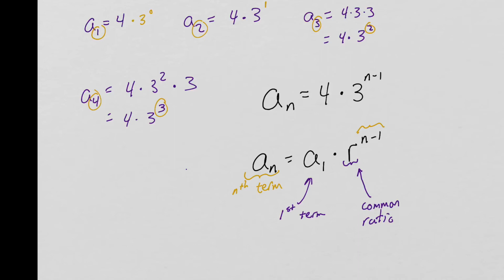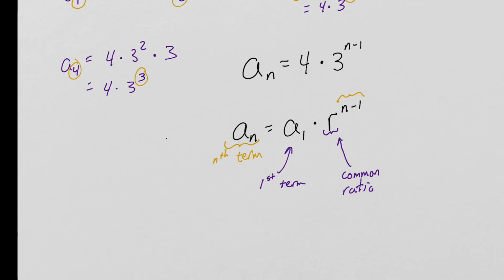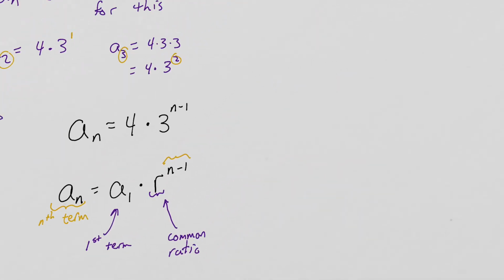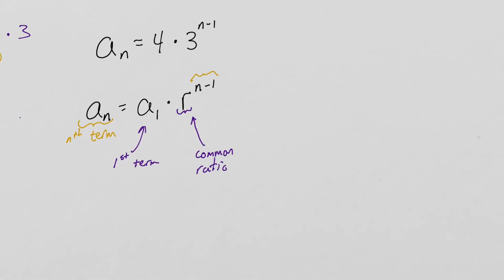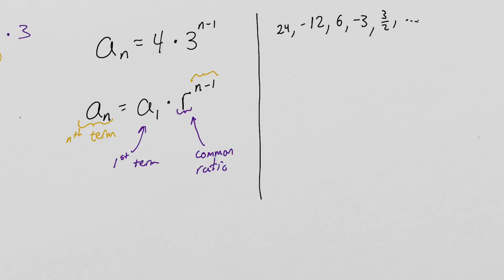So this is actually going to be really helpful when it comes to describing a different sequence that might also be geometric. So let's keep it right there and say we have this sequence: 24, -12, 6, -3, 3 halves, and so on. We want to find the explicit formula for this geometric sequence.